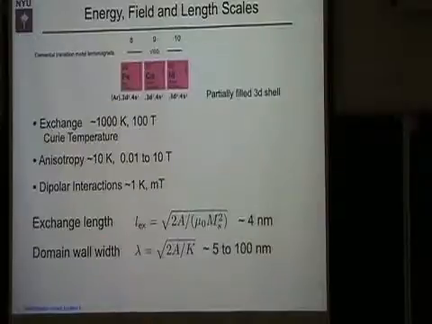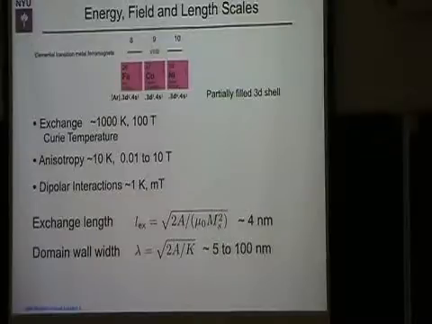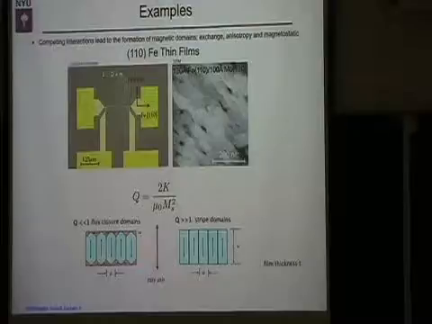So these are the interactions. Now let me show you first some examples. They're not picked entirely randomly, just what I had on hand to show you, of what this kind of interplay between these interactions can give you in terms of micromagnetic structure. These are some examples of materials we've worked with over the years.